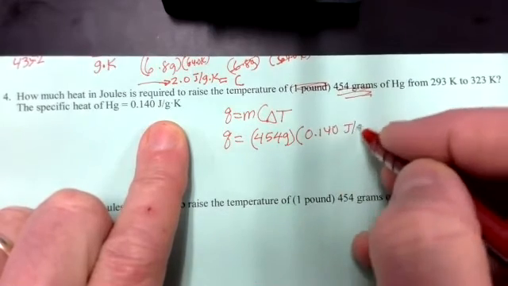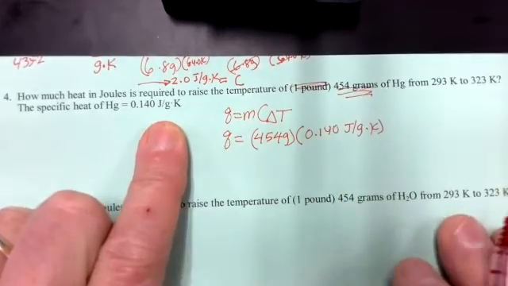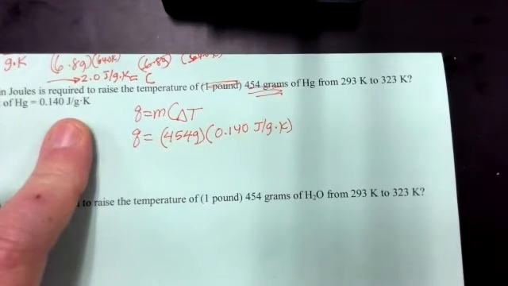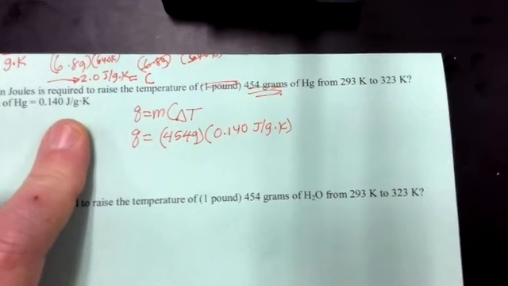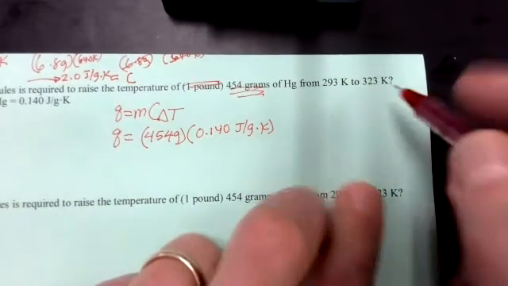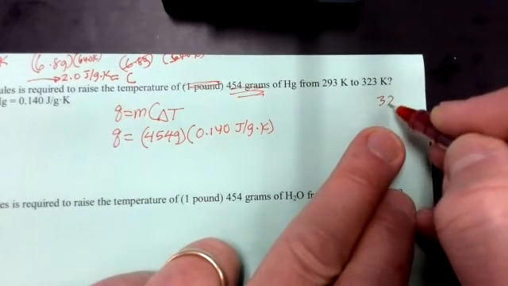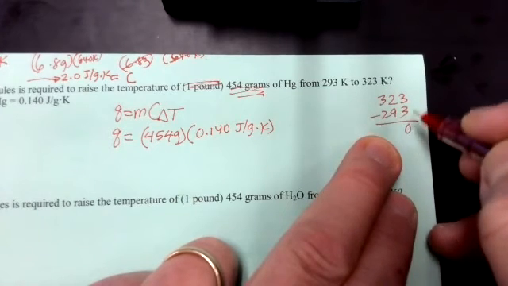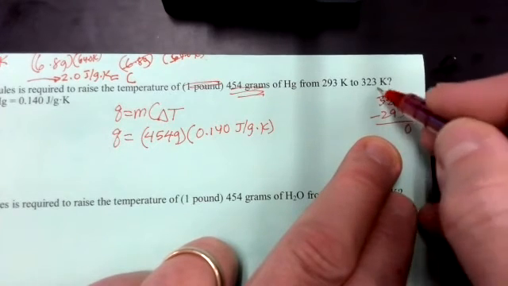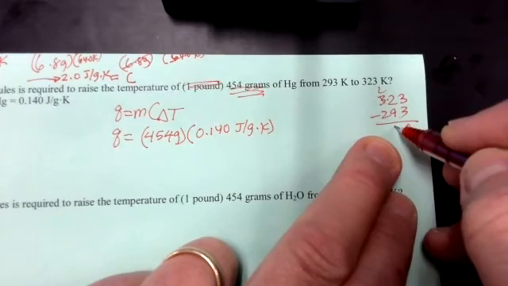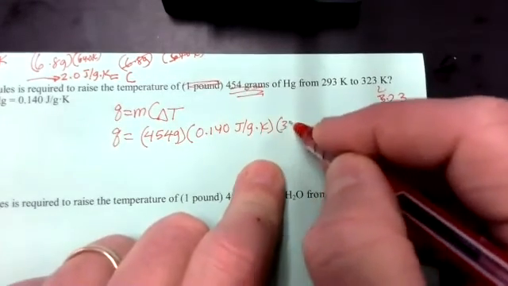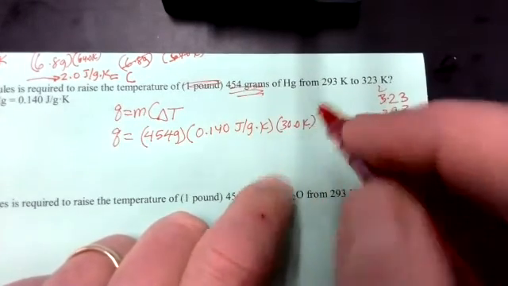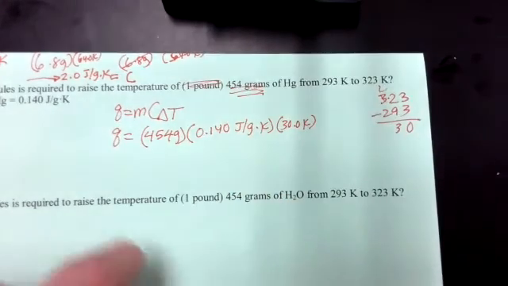0.140 joules per gram Kelvin. It takes that much energy to make every gram of mercury change temperature by 1 Kelvin. Now the delta T, we need to figure out the delta T. 323 minus 293, that'll be a 0. That's a 12 now, minus 9 is 3. So it's going to be 30.0 Kelvin with 3 significant figures.